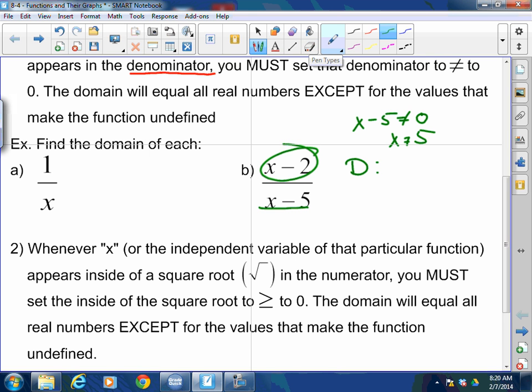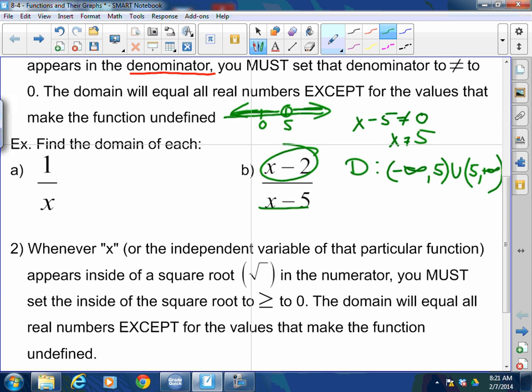So my domain is, again, if you have to picture it, picture it. Here's my 0, here's my 5. It cannot equal 5. So it's everything to the left of it, everything to the right of it. So I go from my smallest value, negative infinity, to 5, in union with 5 to positive infinity. Why do I put that U? Because it's a unification of both of these sets of answers. It can be anything to the left of 5 or anything to the right of 5, but it cannot be 5. Does that make sense, guys?